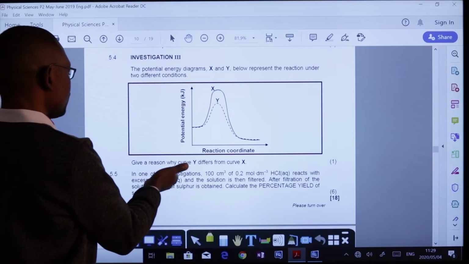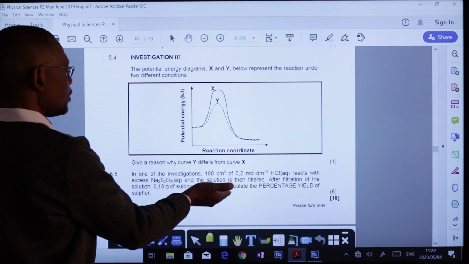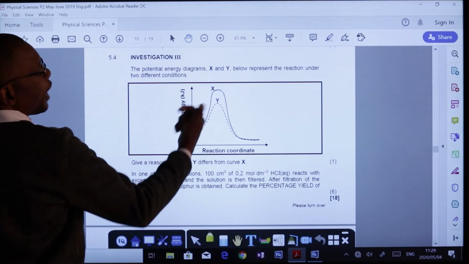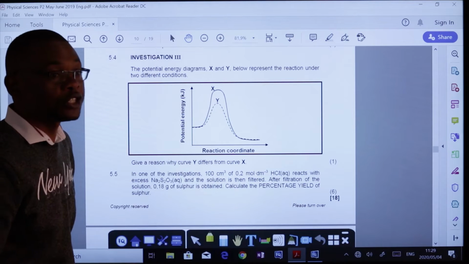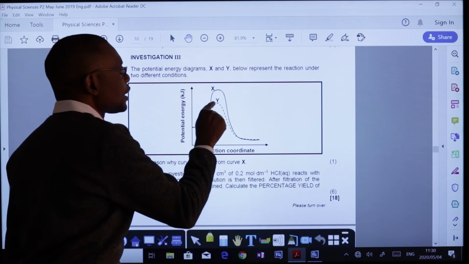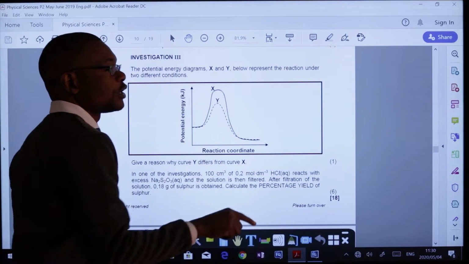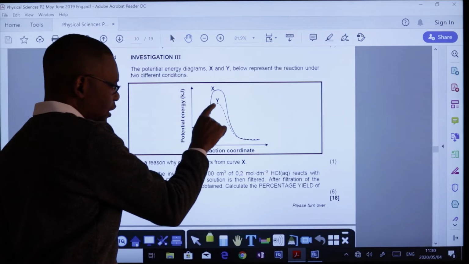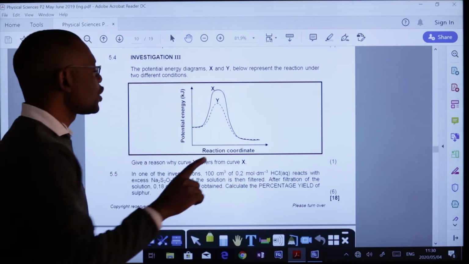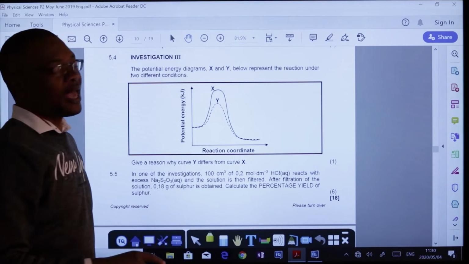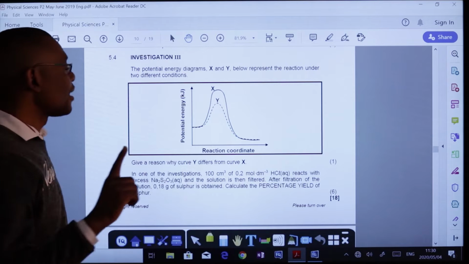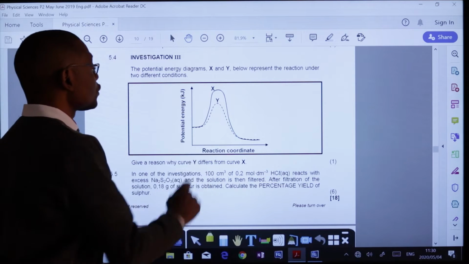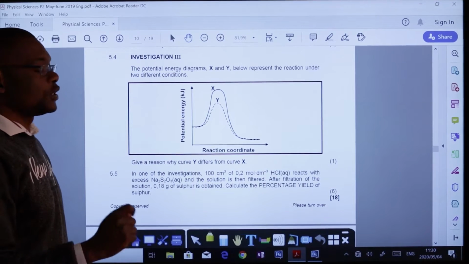So they are saying, give a reason why curve Y differs from curve X. I've just explained it. Y has got a lower energy but it is undergoing the very same reaction to give us the same product. And we can say that this is happening at a lower temperature, while X is happening at a higher temperature.